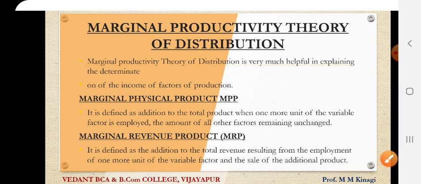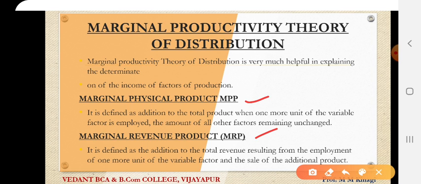Okay, hope you understood this marginal product and the marginal revenue product. MRP and MPP, we have seen. MRP is the marginal revenue product. It is defined as the addition to the total revenue resulting from the employment of one more unit of the variable factor and the sale of the additional product. So that's what I have said.